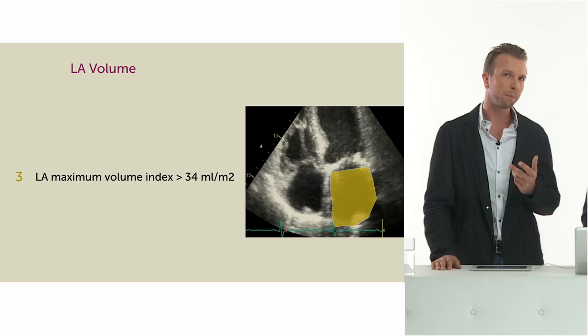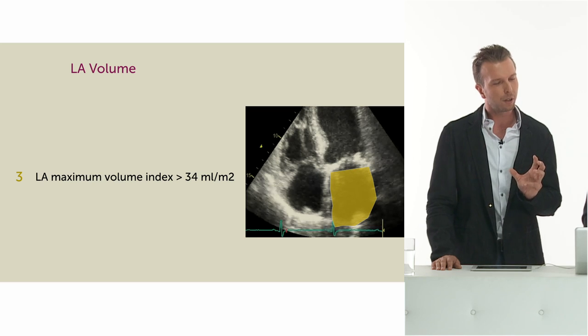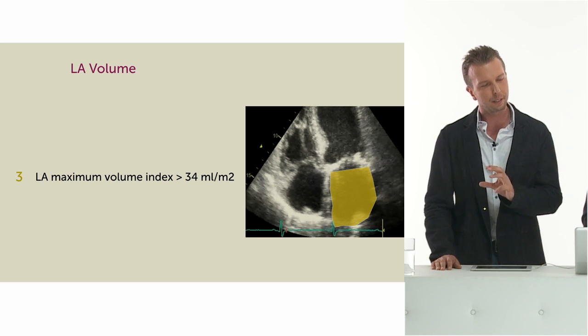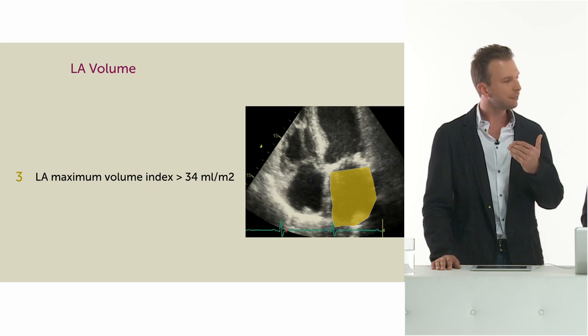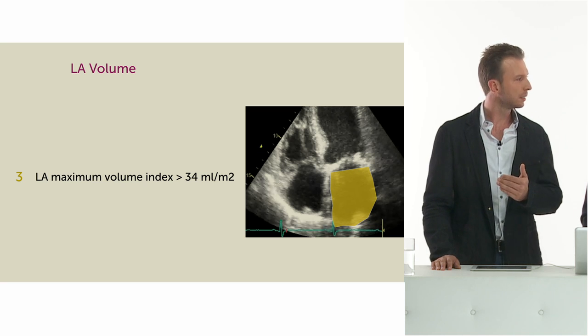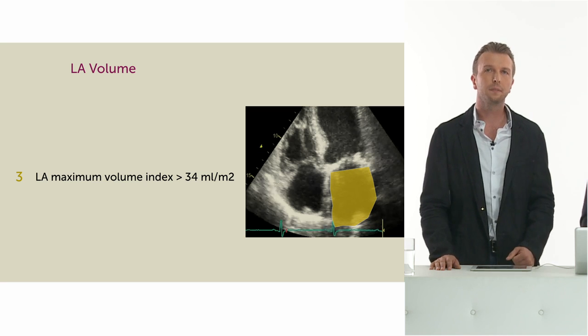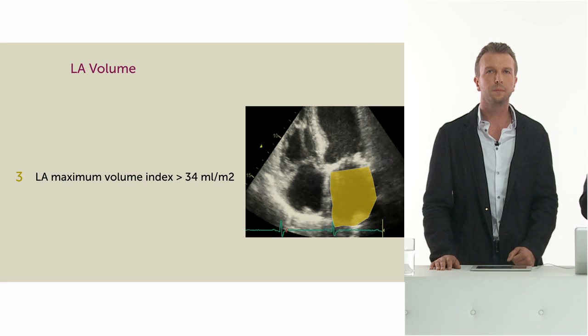And there's a specific cutoff with 34 milliliters per square meter body surface area. That's because of some studies that show us that above this limit, mortality increases. Right. And that's the reason for that cutoff. So this value has been looked at, and this is the value where the increase in mortality starts. So that's why they chose it.